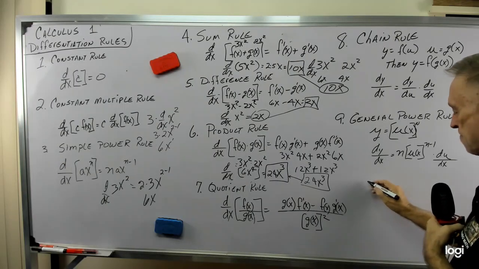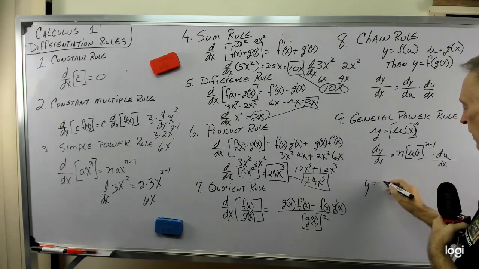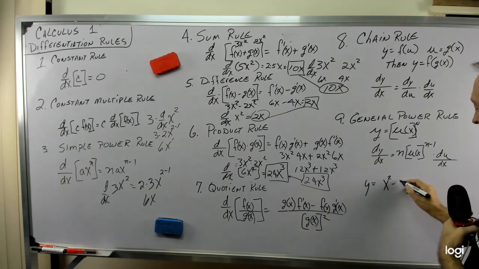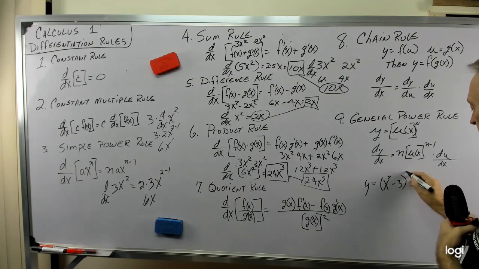Let's say y equals x squared minus 3 raised to the third power.